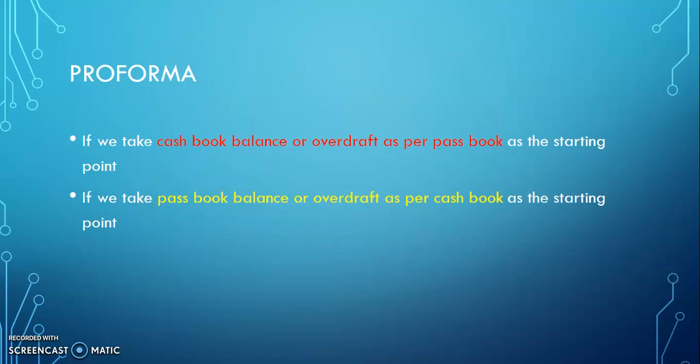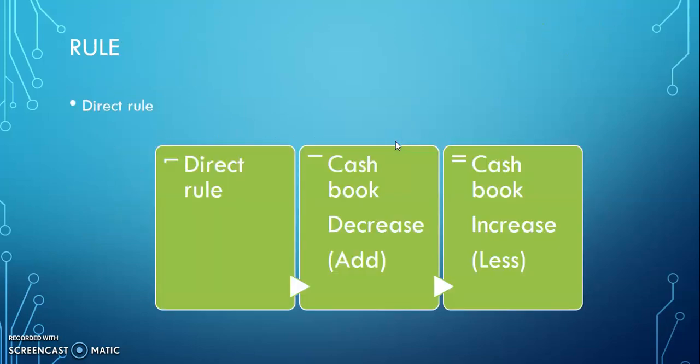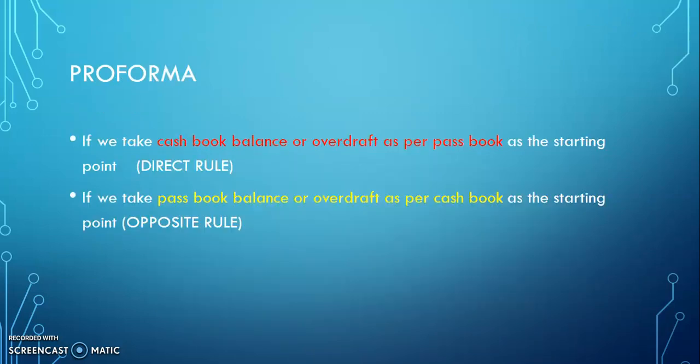So we have two pro forma of calculating bank reconciliation statement. If we take cash book balance or overdraft as per passbook as the starting point, or if we take passbook balance or overdraft as per cash book as the starting point. The first one, cash book balance or overdraft as per passbook, is the direct rule, and passbook balance or overdraft as per cash book is the opposite rule.